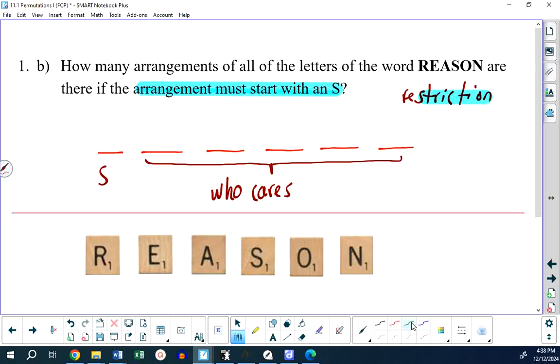So we do the restrictions first, and we say, well, how many different options do I have for filling the first blank? And the answer is 1. It has to be an S. And then we can say times, how many options for the second? Well, that's 5, because we have 5 letters left. And then 4, then 3, then 2, then 1. And if you take 5 times 4 times 3 times 2 times 1, you get 120 as the answer.